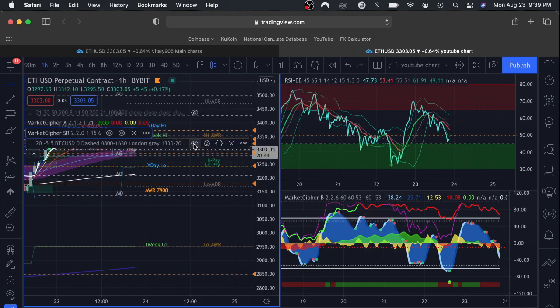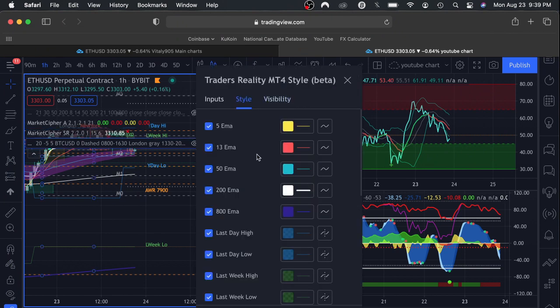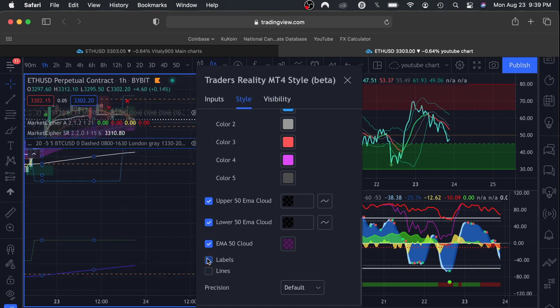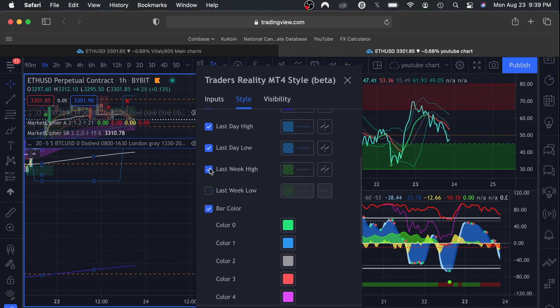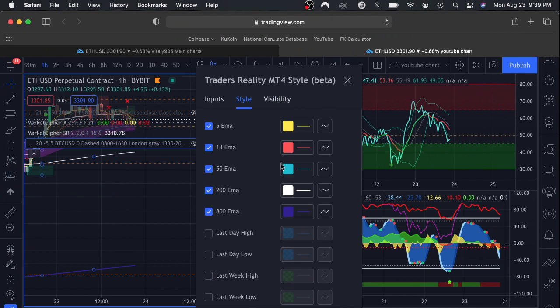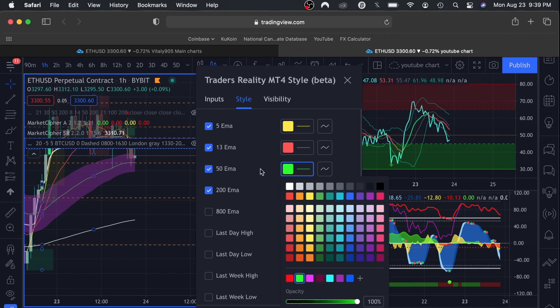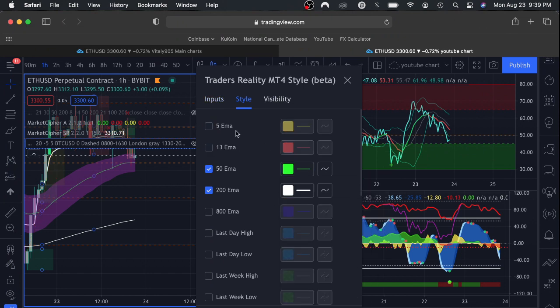And then I have the Trader's Reality indicator, and to get this indicator, just go into Trader's Reality's Discord, or go to YouTube, then find his Discord, and they have the code and stuff for it. You just add it to favorites, and then you can load it up in your chart. For this, I turn off the majority of the stuff like lines, the labels. I turn this off, the last week's high and low and all that. I changed this to green, and I turned the 5 and 13 EMAs off.